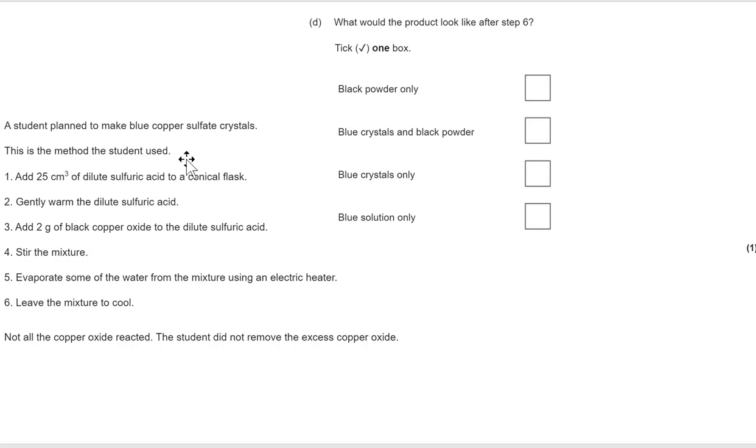For part D, we have got a method here. There is an important piece of information. You do need to read through all of it, but we are told that we're adding copper oxide, warming with sulfuric acid, and at the end, not all of the copper oxide has reacted. So, if that's the case, we are still going to have black powder. That means that we're going to have either answer number 1 or answer number 2. Now, there is a reaction that's happened, and we have evaporated the water. So we are going to end up with the blue crystals of copper sulfate and the black powder. So this is the correct answer.